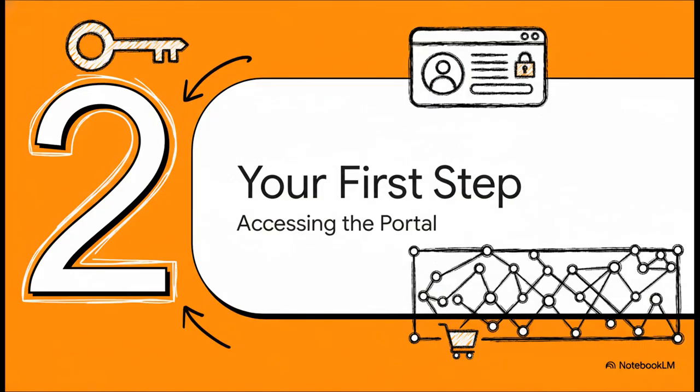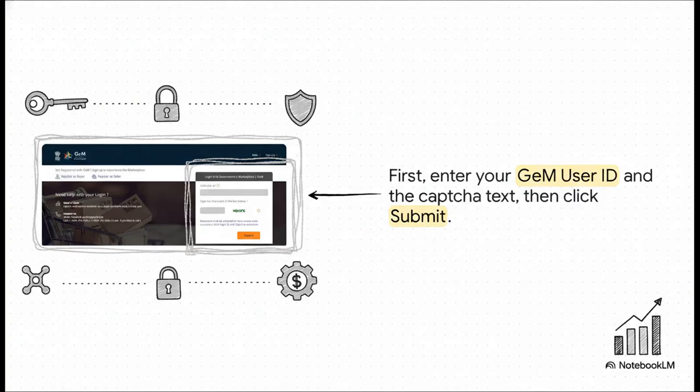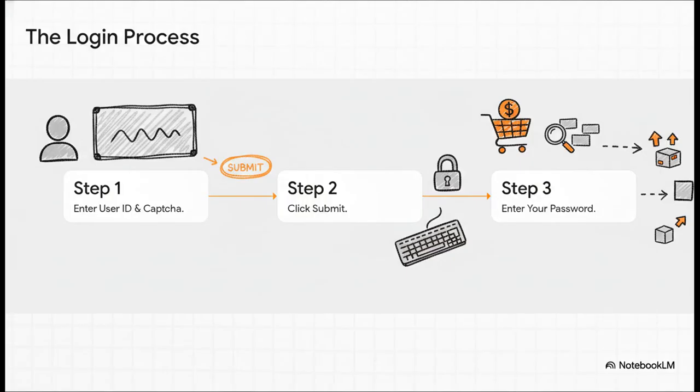All right, let's switch gears and get practical. The entire process, from start to finish, kicks off with one simple action: logging into your GeM account. This is your key to the entire marketplace, so let's do it together. And here's the front door. All you gotta do is punch in your GeM user ID, fill out that little CAPTCHA to prove you're a human, and click Submit to move on. So yeah, it's a really simple sequence. Pop in your credentials, hit Submit, and then enter your password. Once you're in, it's time to find what you're looking for.